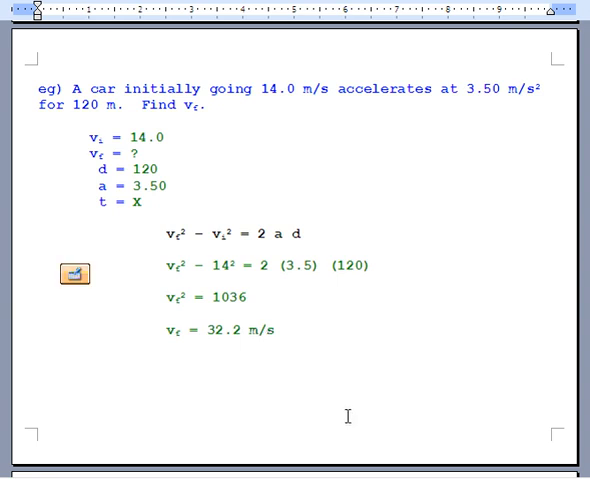And then you take the square root. We want final answers to 2 or 3 sig figs. You should get 32.2 meters per second. There's your final velocity. Let's try another one.